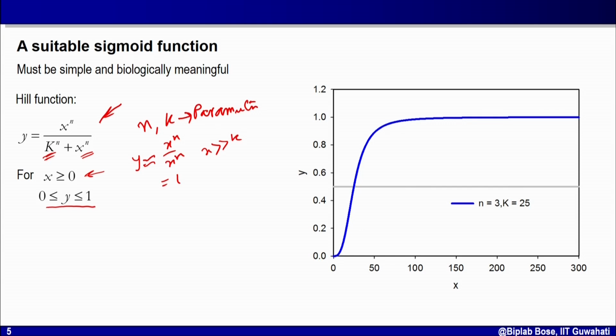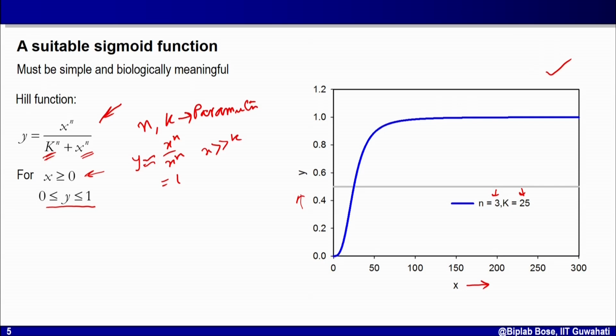And if you look into the diagram shown in your slide, I have varied x in positive value from 0 to 300 and y in the vertical axis. You can easily see this blue curve is a sigmoidal one. Here I have considered n equal to 3 and k equal to 25. So now look into these parameters k and n, what they are.